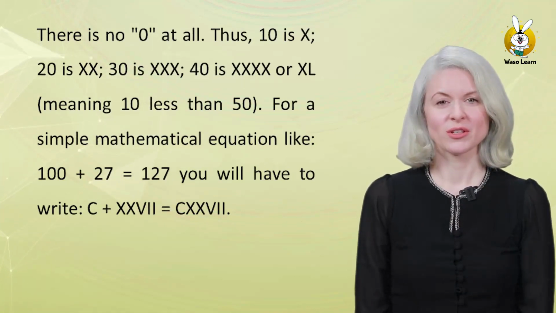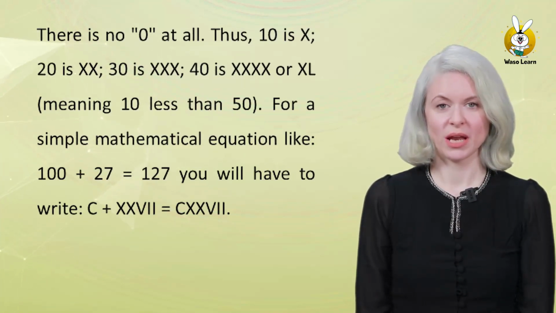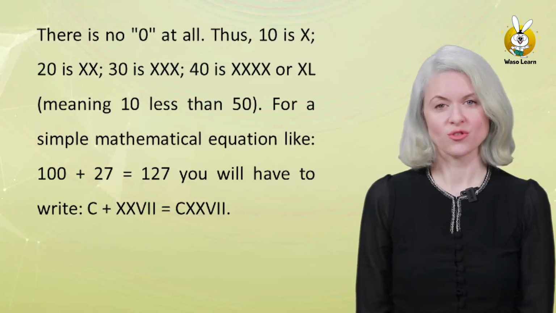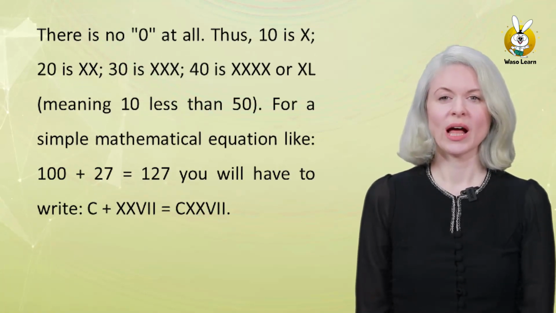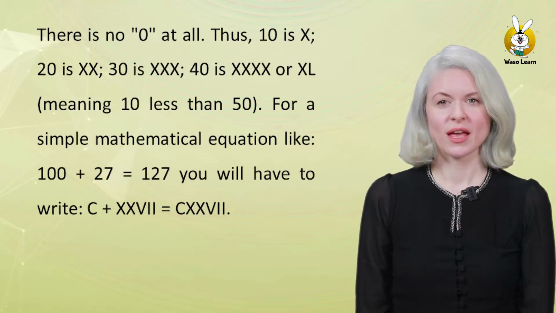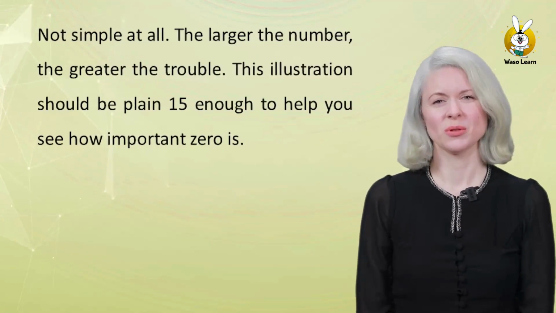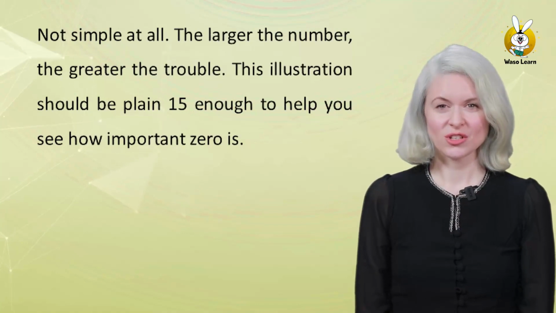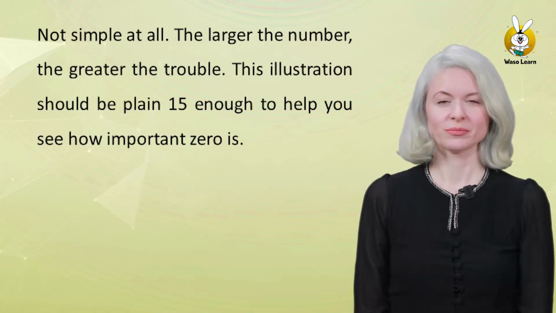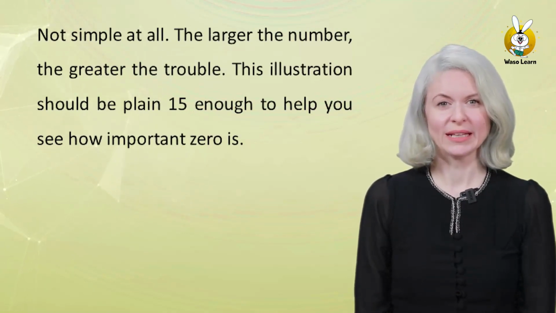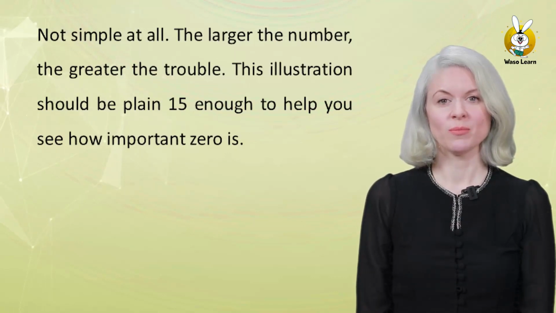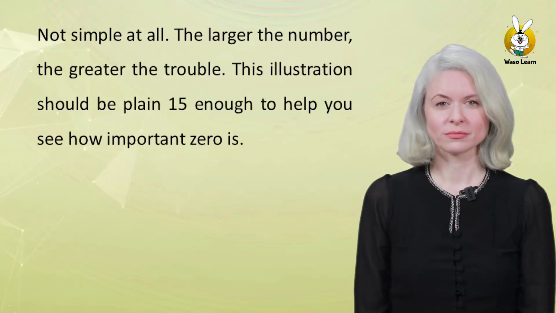For a simple mathematical equation like 100 plus 27 equals 127, you will have to write C plus XXVII equals CXXVII. Not simple at all. The larger the number, the greater the trouble. This illustration should be plain enough to help you see how important 0 is.